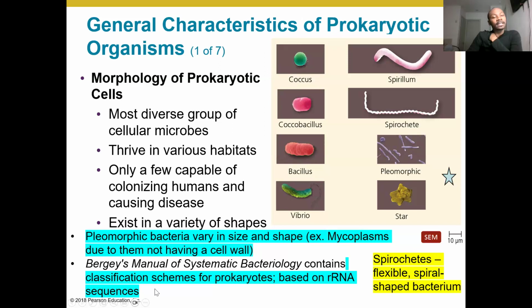And then we have this manual, Bergey's Manual of Systematic Bacteriology. It basically contains the classification schemes for prokaryotes, and it's based on ribosomal RNA sequences. Bergey's Manual of Systematic Bacteriology is based on ribosomal RNA sequences.